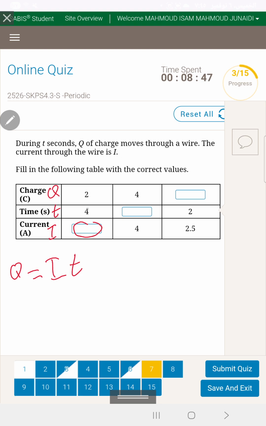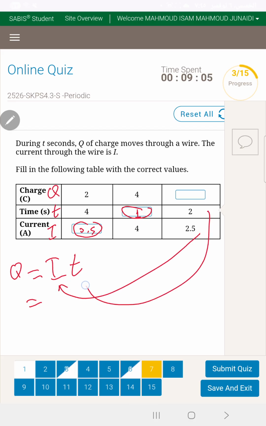So what number here multiplied by 4 to get to 0.5? What number here times 4 to get 4? It's 1. Now 2.5 times 2, remember, this 2.5 must be here and this 2 must be here. So 2.5 times 2 is 5. So here you have 5.